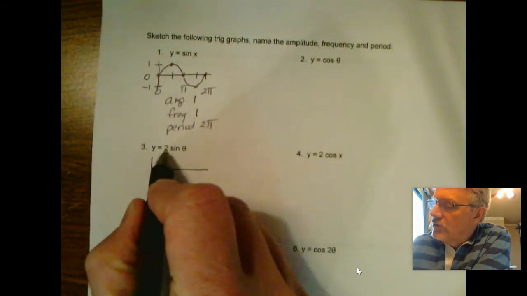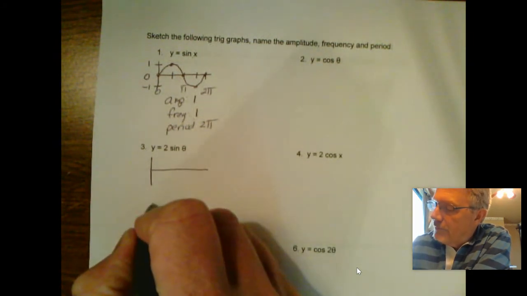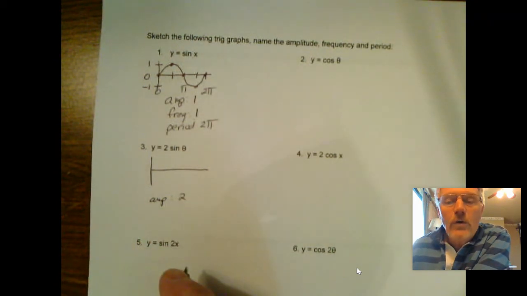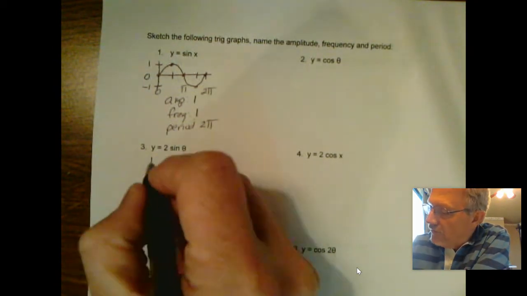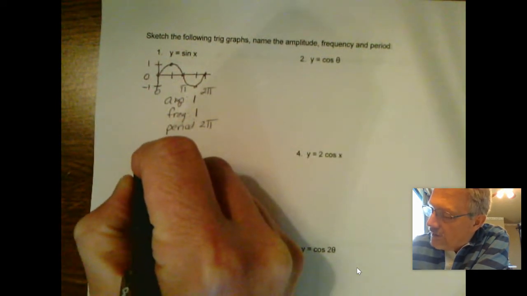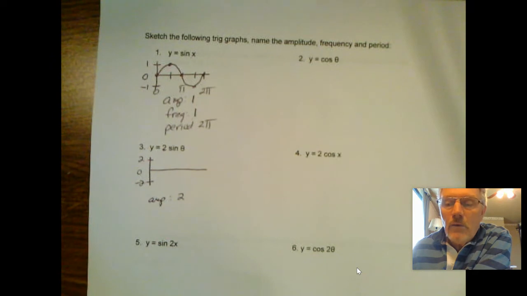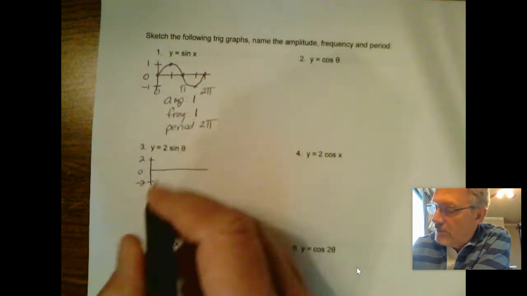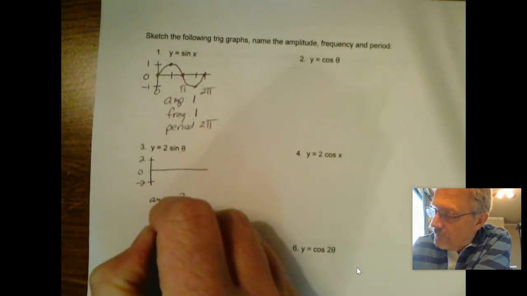All right, so 2, that's going to be the amplitude. That means the graph's going to go up 2 and down 2 from the horizontal center. So when I label my graph, my y's go from -2 to 2. All right, there's no number in front of the theta. All right, that's the frequency. So the frequency is 1.